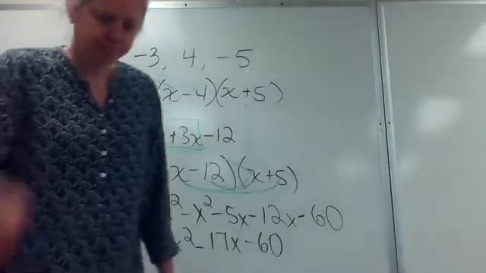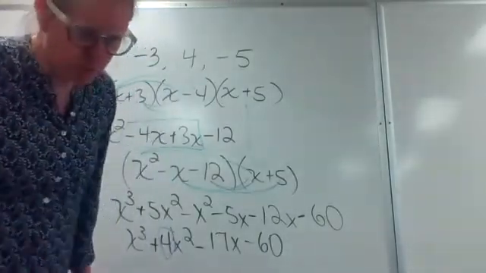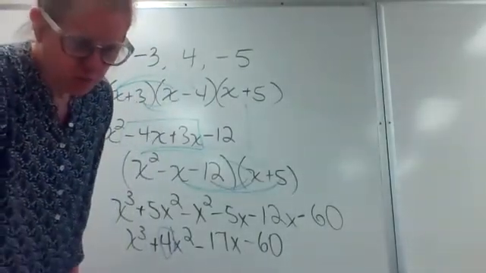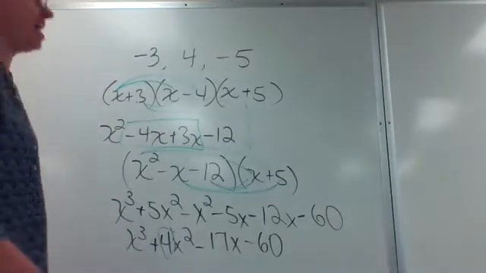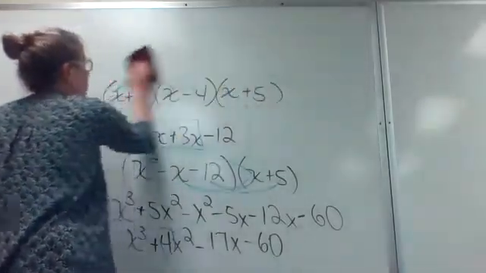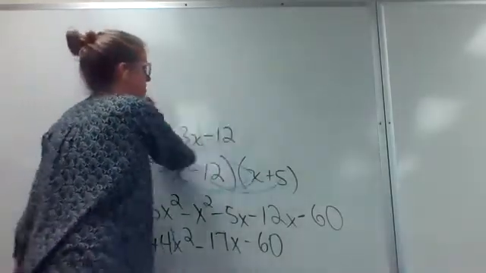Number 2, write a polynomial function whose zeros include 1, 3i, and negative 3i. So we're doing the same thing.